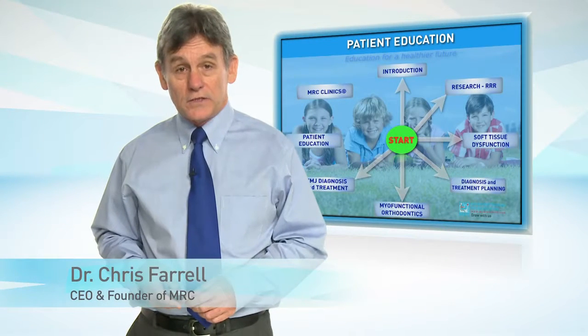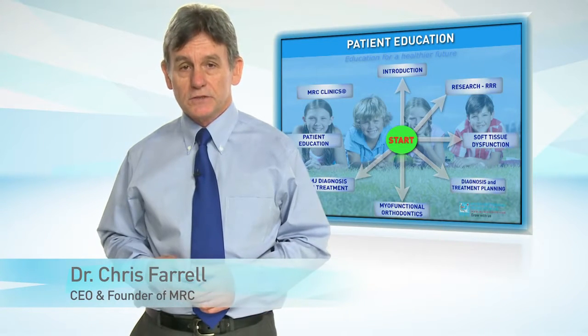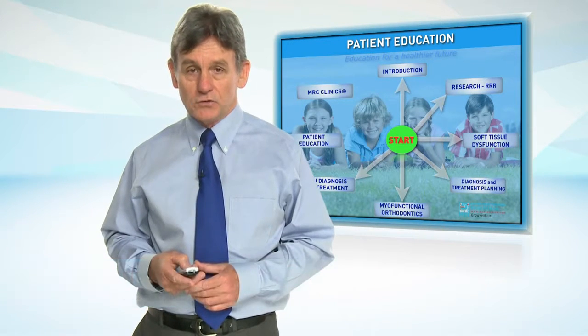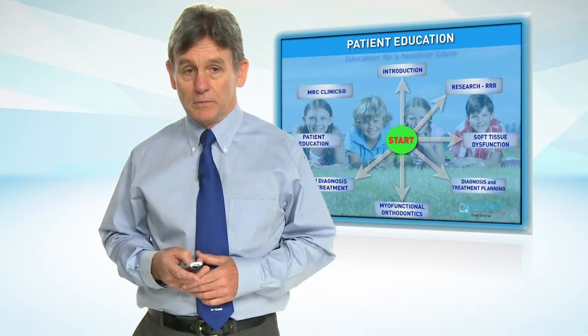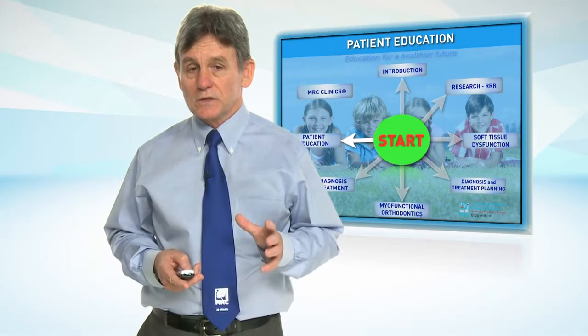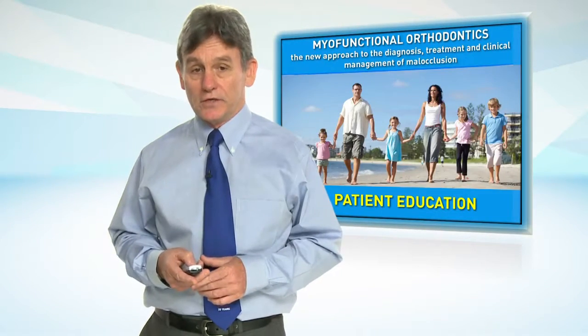So you understand how to diagnose soft tissue dysfunction, and you understand the appliances. The next step is starting to talk to parents and children about why they have a growth and development problem. So this is the patient education section. This is the key section to allow you to start treating patients.